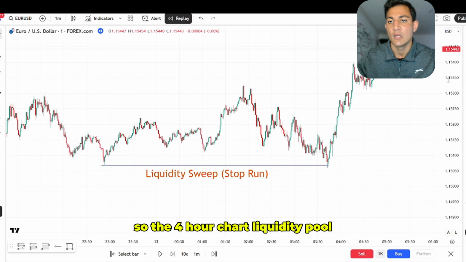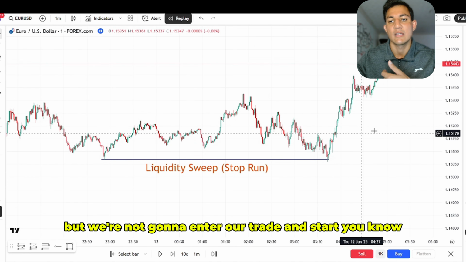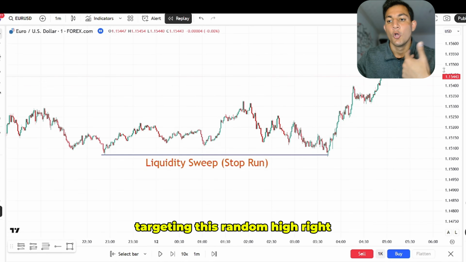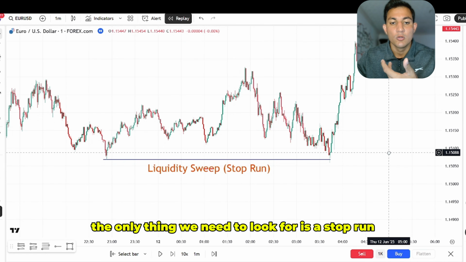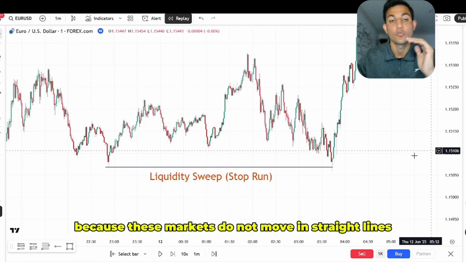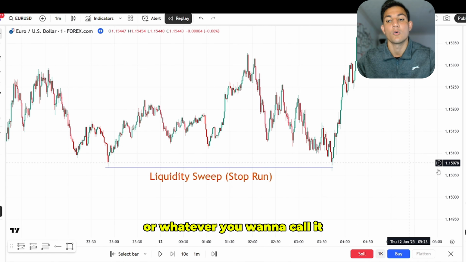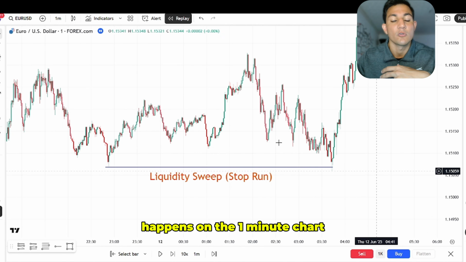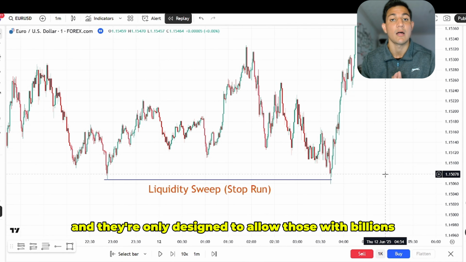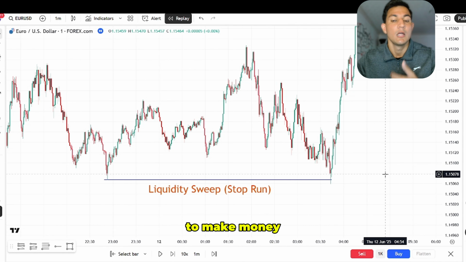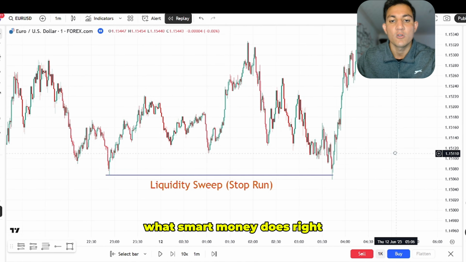So the 4-hour chart liquidity pool, which is all the way over here, tells us the bias, but we're not going to enter our trade and start targeting this random high, right? We need to look at the entry time frame, so we're looking at the 1-minute chart. The only thing we need to look for is a stop run, because these markets do not move in straight lines. And do you know how I was saying these markets only move for liquidity or money or whatever you want to call it? The exact same thing on the 4-hour chart happens on the 1-minute chart, and on all time frames, right? These markets are highly manipulated, and they're only designed to allow those with billions, i.e. smart money, to make money. It's not designed for me and you, but we can make money by essentially copying what smart money does, right?